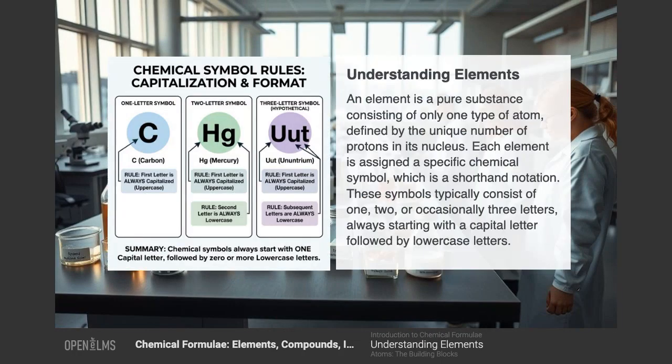Understanding elements. An element is a pure substance consisting of only one type of atom, defined by the unique number of protons in its nucleus. Each element is assigned a specific chemical symbol, which is a shorthand notation. These symbols typically consist of 1, 2, or occasionally 3 letters, always starting with a capital letter, followed by lowercase letters.